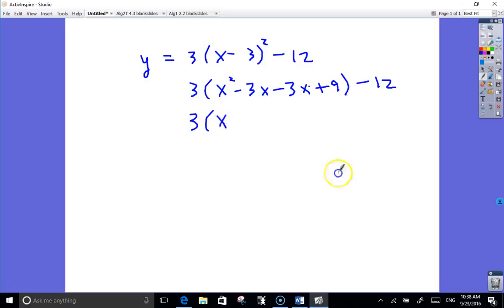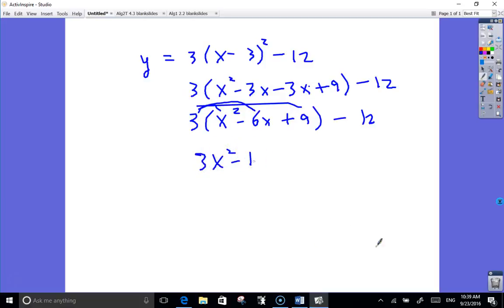3 times x squared minus 6x plus 9. Oh, and also some people get a minus 9 when they do that. They don't get that negative 3 times negative 3 makes a positive. Okay, and then what do you have to do? Distribute the 3. Now there were some that only multiplied the x squared, and didn't multiply the negative 6x and the 9. So remember, you've got to multiply everything in parentheses by that 3. So that's 3x squared minus 18x plus 27. And then you can combine like terms, and there's your 15.